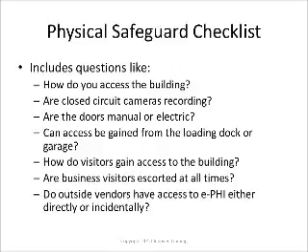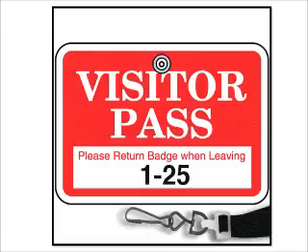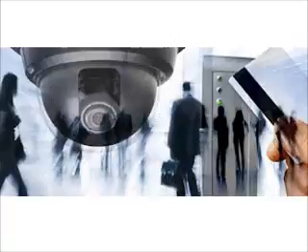Maintaining a physical safeguard checklist should include questions such as: who is allowed access to the building? Are closed circuit cameras recording? Are the doors manual or are they electric? Can access be gained from a loading dock or a garage? How do visitors gain access to the building? Are business visitors escorted at all times? Do outside vendors have access to electronic protected health information either directly or incidentally?